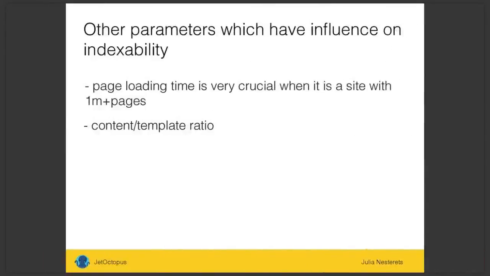Other parameters which have influence on indexability. Yes, it is also well known that page loading time is very crucial when it is a site with more than 1 million pages. And another issue which is not so well known is content template ratio. When the website is really big, as is usual for big e-commerce sites, there is a big template, a big layout, and the ratio between this template and the valuable content for the user should be acceptable. It is very essential to keep an eye on it.